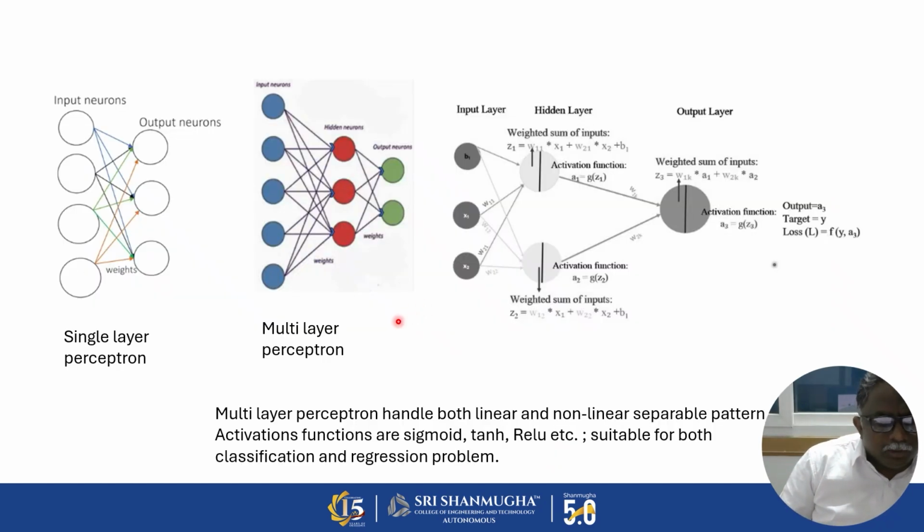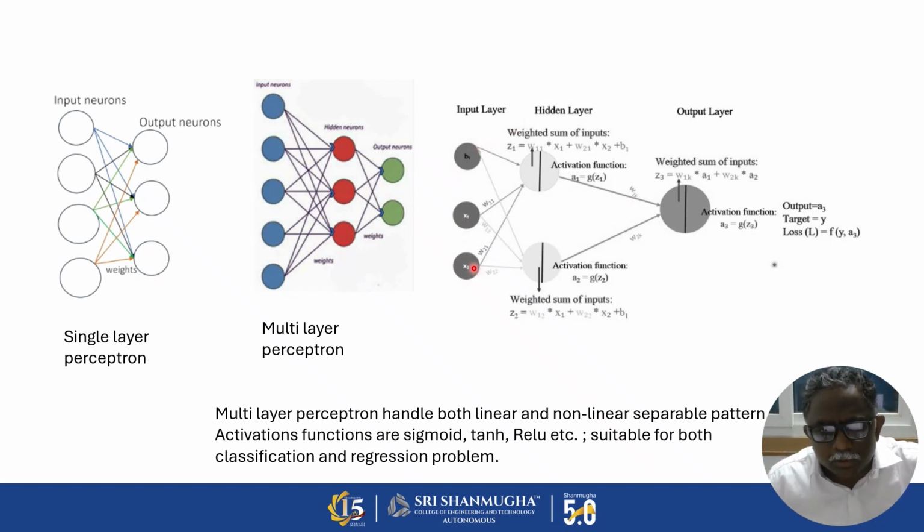So far we discussed the single layer perceptron, and in a single layer perceptron we don't have any hidden layer. We have only the output layer, where summation and activation both happen. In the case of the multi-layer perceptron, we will have one hidden layer and one output layer. In both the hidden layer and the output layer, summation and activation both happen. So this is the second one.